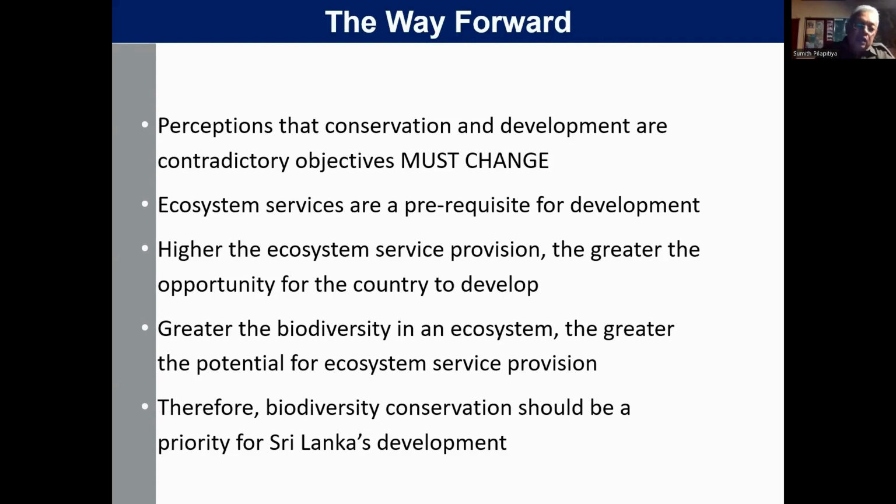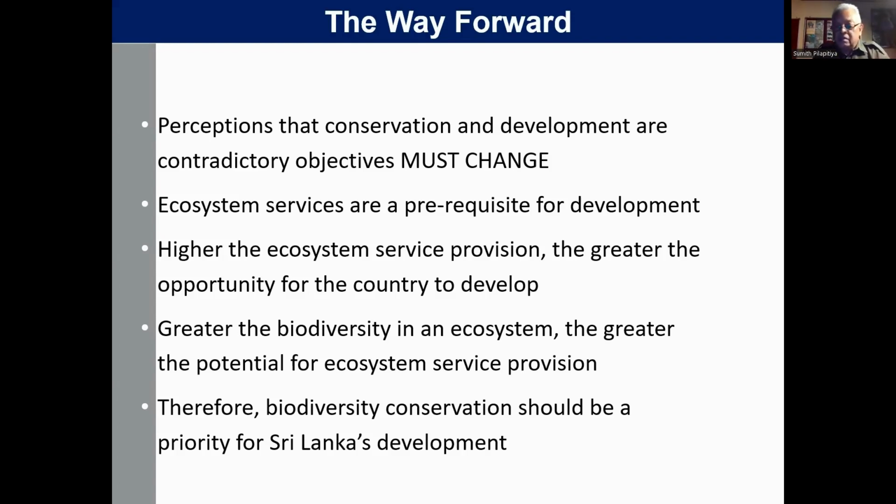The first thing we need to do is focus on awareness. Perceptions among politicians, policymakers, development agencies, and even among the general public are that conservation and development are contradictory objectives. They are not complementary. They are in conflict with each other.